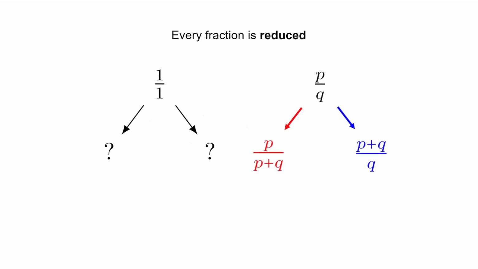First, we will show that every fraction is reduced. At the top of the tree, 1/1 is reduced. But what about its children? In general, we'd like to show that if a fraction is reduced, then so are its children, because this result will propagate down the tree.